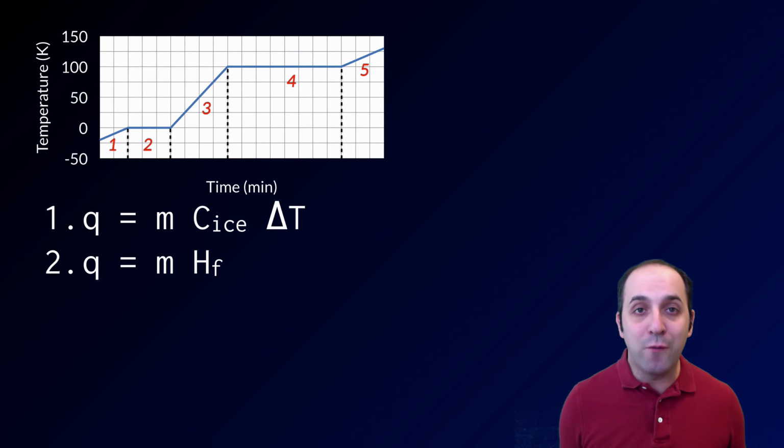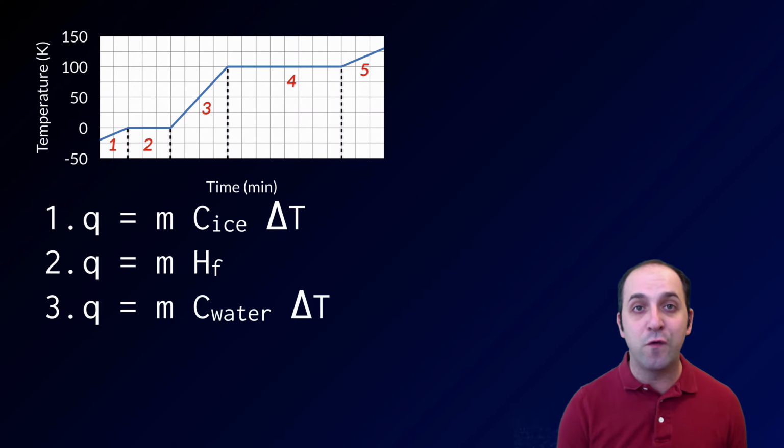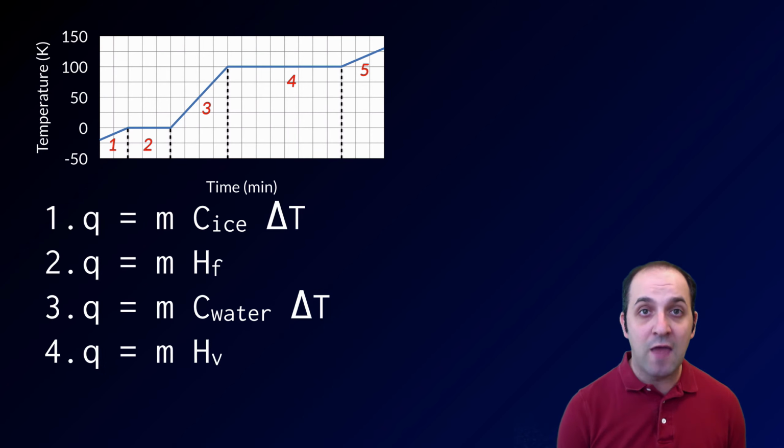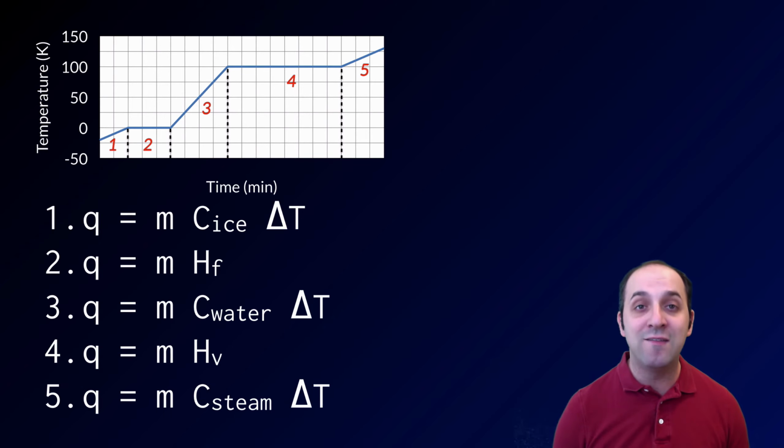In line segment number 3, the water is completely a liquid and its temperature is increasing as we heat it. So for that we'll use Q equals mc delta T with the C value for liquid water given to us off of our regular reference tables. In line segment number 4, our substance is boiling, so for that we're going to use Q equals mHV. And then finally, in line segment number 5, the water has completely been converted to steam, and its temperature is increasing. So for that we'll use Q equals mc delta T with the specific heat of steam.